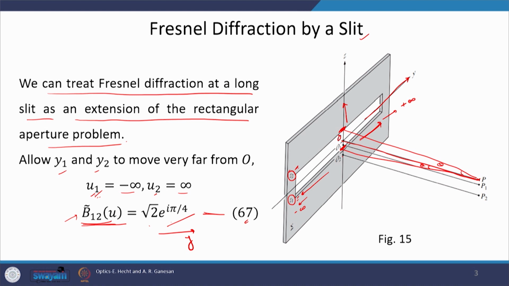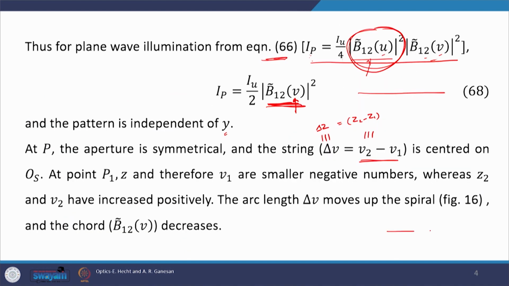Therefore, if we draw these things on the Cornu spiral, then we will get a spiral like this, and delta v would be represented by this curve. You can see that the length of the curve here and the length of the curve here in the third coordinate would be the same due to the symmetry. V1 is in the negative direction, V2 is in the positive direction, and therefore V1 would be here, V2 would be here, and the difference is V2 minus V1.